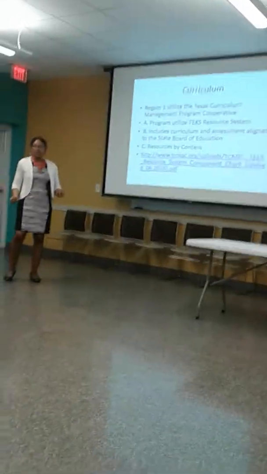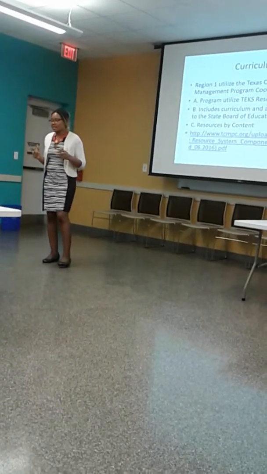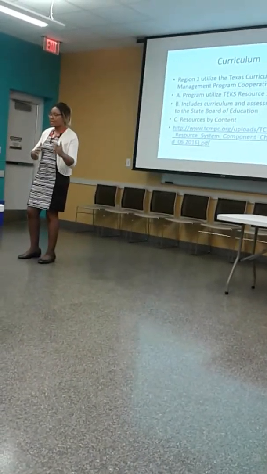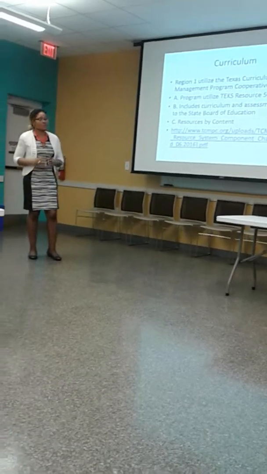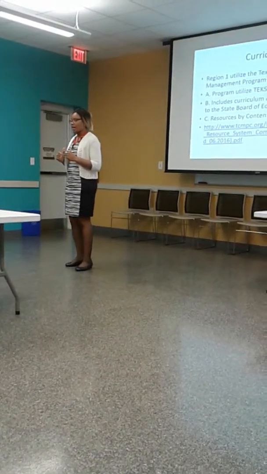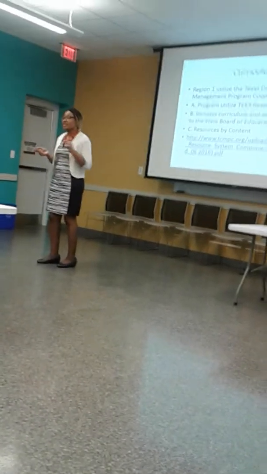Number 2, it includes curriculum and assessment aligned to the State Board of Education. That's one of the things that I said. Make sure that the curriculum is aligned to either the state or the State Board of Education. Also, it includes curriculum and assessment that's aligned. You want to make sure the most important part, and some individuals don't think about this, is that when you have the curriculum, you want to make sure the assessment is aligned.